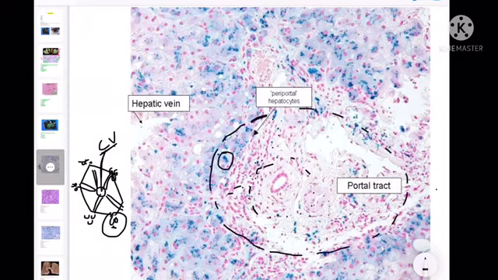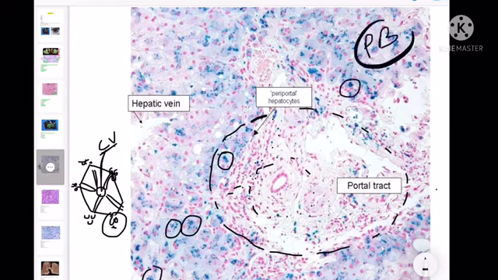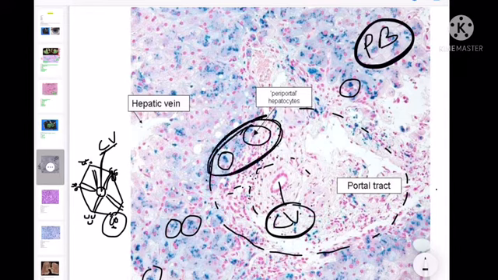And all this blue is the iron accumulation by Prussian blue staining. So we have the central vein, portal tract, periportal cells, centrilobular area, and iron accumulation.